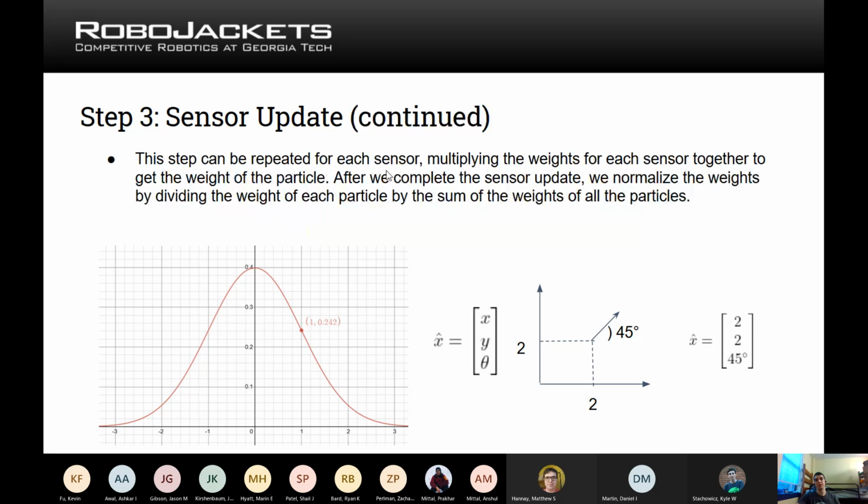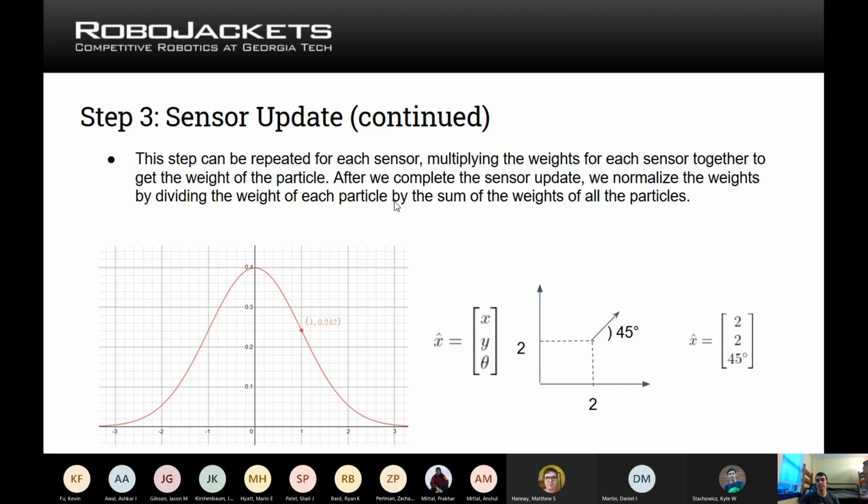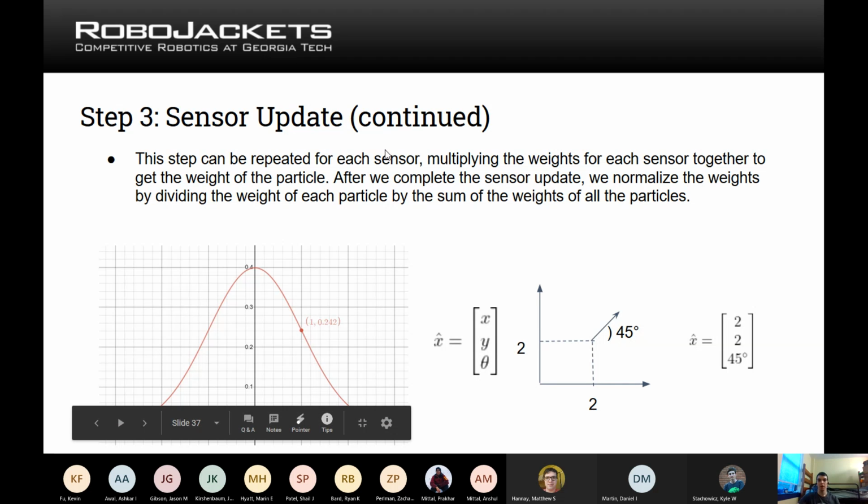This step can be repeated for each sensor. If you have multiple sensors, you just calculate the weight like we did previously, and multiply them all together for all the sensors. If a sensor doesn't give you a particular parameter, you just multiply by 1 essentially, so it doesn't affect it, for that particular value.